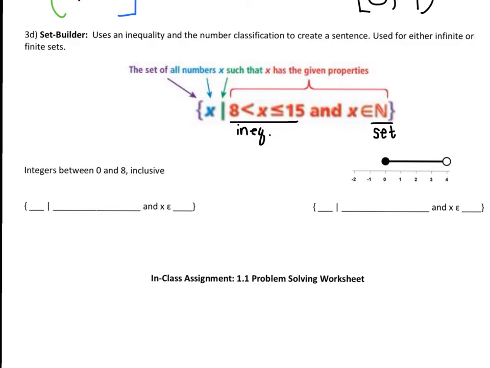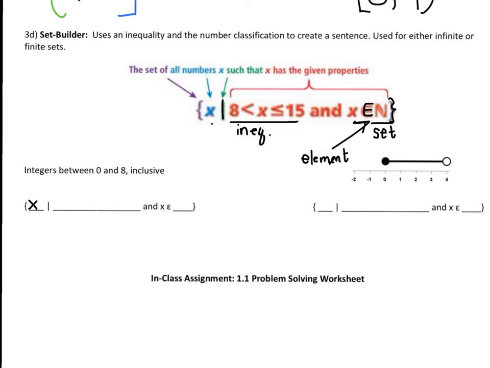This is a sentence where you always write this bracket, the X, and then this bar. When you read it, it means the set of all X's such that it fits in this inequality, and then you say X is an element of. That little backwards E is the word element, or it's contained in the set, and then you have to fill in whatever set of numbers your numbers are in, and then you close it with that bracket. So I've written that kind of skeleton for you.